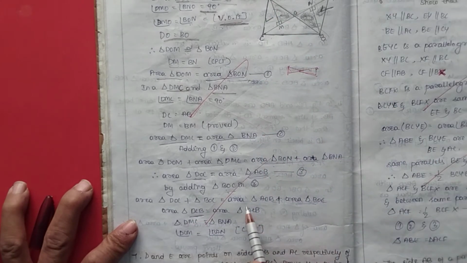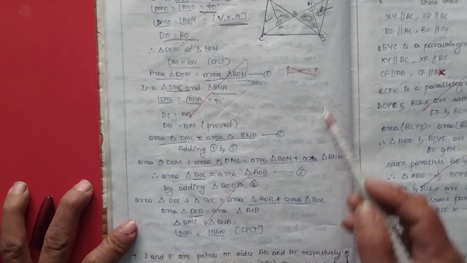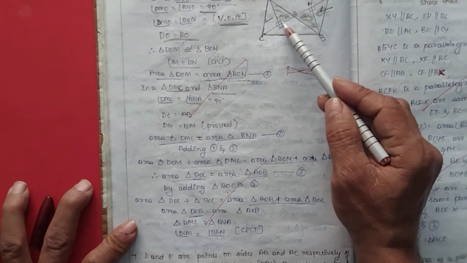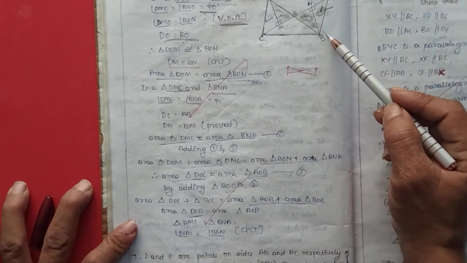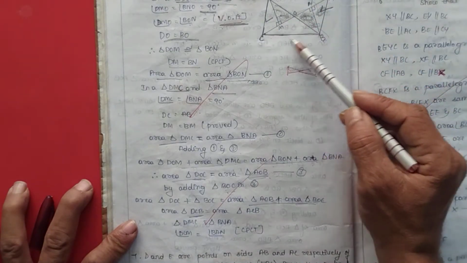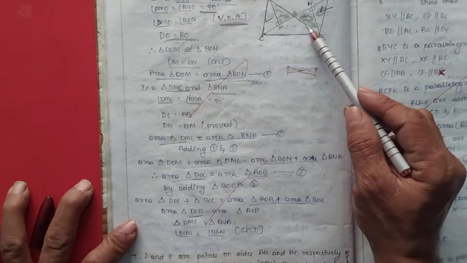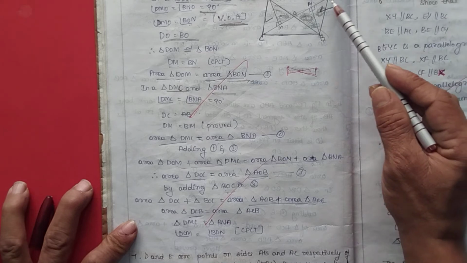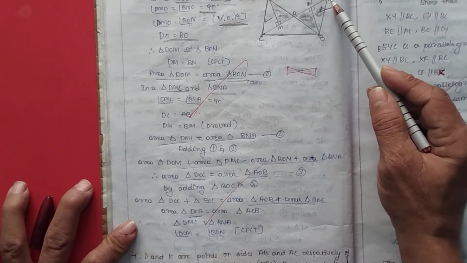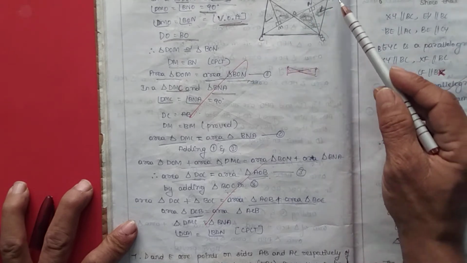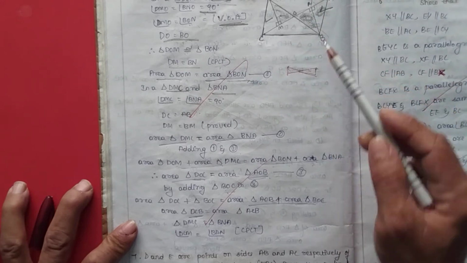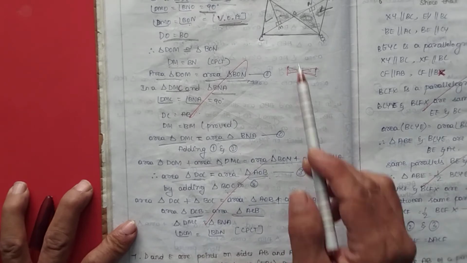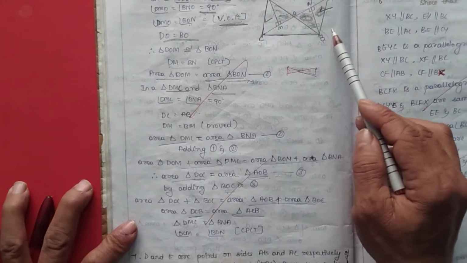Similarly, on the right-hand side, you see triangle AOB and triangle BOC. We have taken this triangle and this triangle. After that, the full triangle, what will we get? The full triangle is ACB. This is the bigger triangle we have taken here. Then this triangle and this triangle are left.